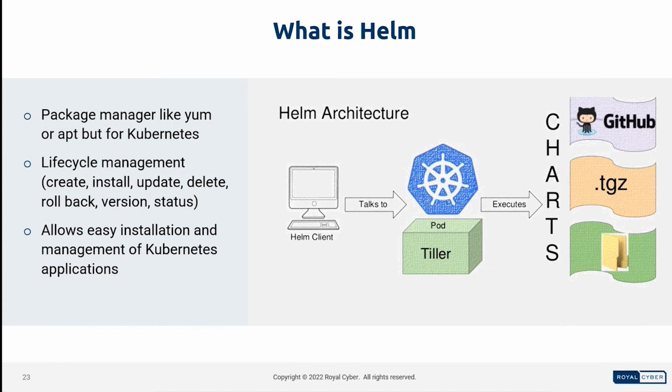When we talk about the HCL Commerce deployment on OpenShift, then we have Helm. Helm is a Kubernetes deployment tool for automating creation, packaging, configuration, and deployment of applications and services to Kubernetes or OpenShift clusters. Helm lifecycle management depends on create, install, update, delete, rollback, version, status. And Helm allows easy installation and management of Kubernetes applications.